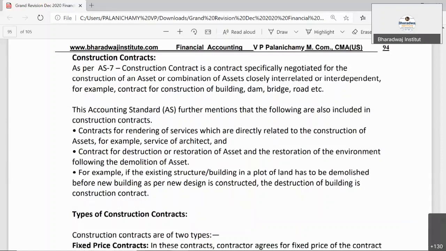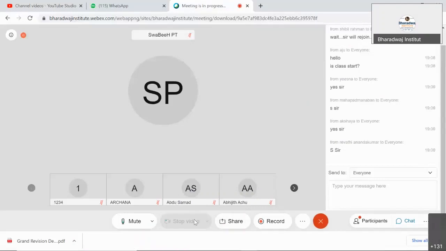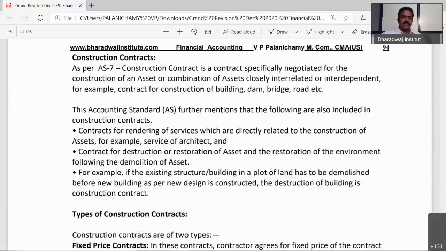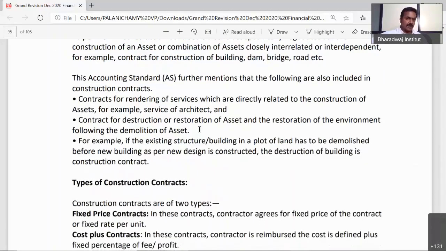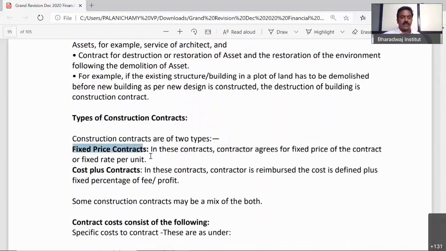Construction contracts. Maybe you would have learned this in the contract costing chapter, where you learned that a contract is a large job. Wherever the work takes place for more than one year, we apply the contract costing method. There are different types of contract. One is a fixed price contract, where, for example, you and I agree to construct a building for rupees 20 lakhs. That 20 lakhs is a fixed price. Whatever the cost, whatever the profit or loss, I must do the work for 20 lakhs.